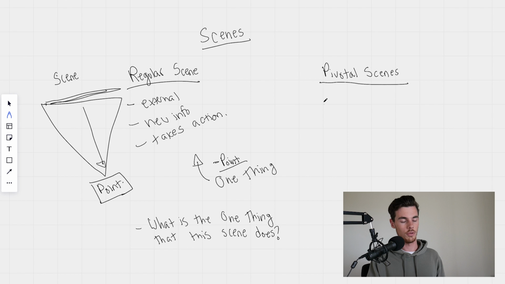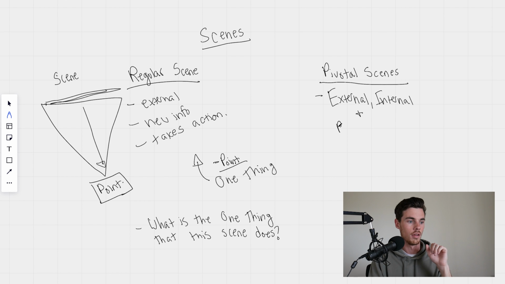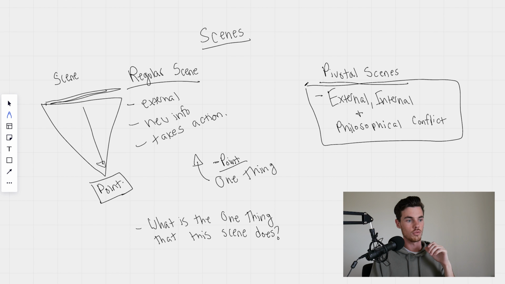So now when we're looking at pivotal scenes, what I'm saying here is that when we have the external, internal, and philosophical conflict, it usually all moves together. A character is making some sort of major choice that then satisfies or changes multiple levels of conflict.